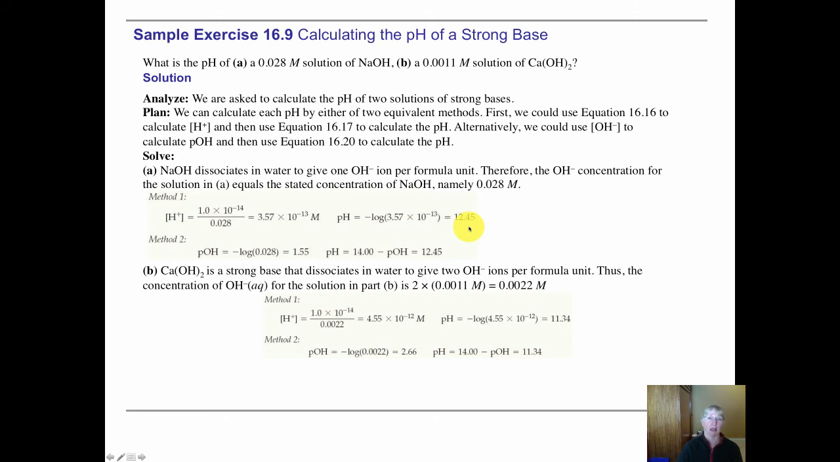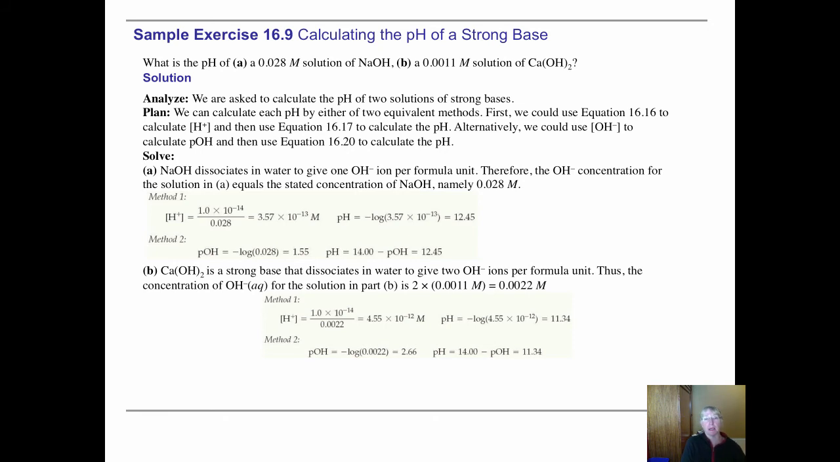I personally like the second method better. This time just take the pOH. So if it's 0.028 molar, then take the negative log of 0.028. If that's the pOH, that handy dandy equation is 14 minus the pOH will give you the pH. Remember, the sum of the pH plus the pOH always equals 14. I like that way better myself.